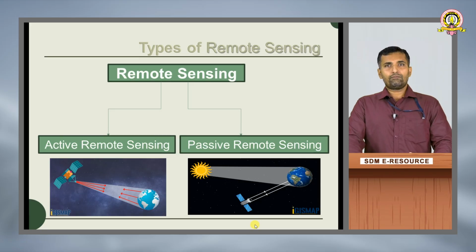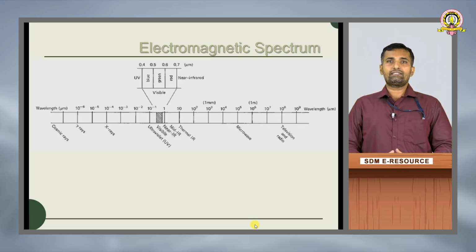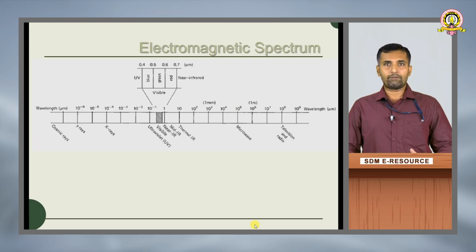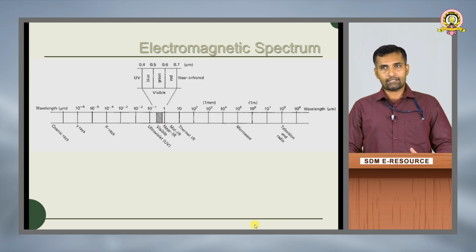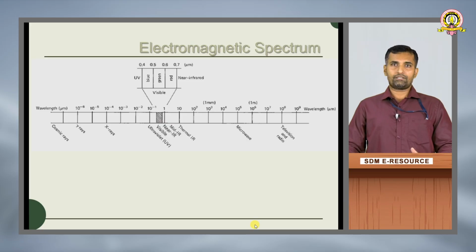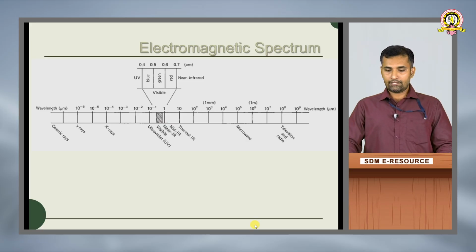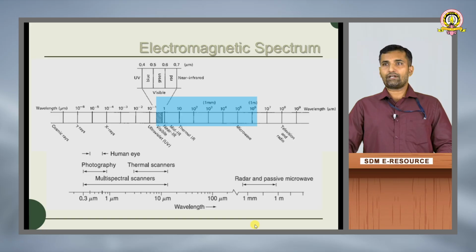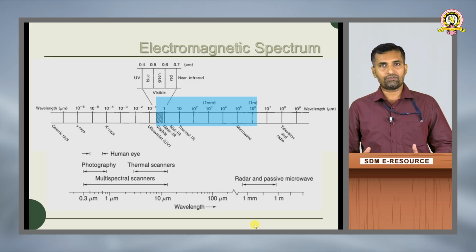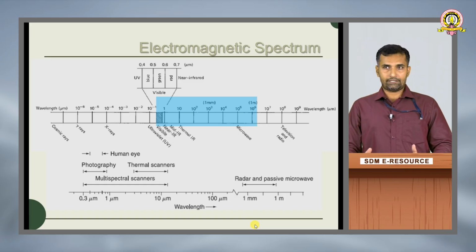And once you understand that most sensors use the naturally available electromagnetic spectrum, then we must understand something about the electromagnetic spectrum. This is the picture of the electromagnetic spectrum. We can see that the shaded region is very useful in a remote sensing system, right from the visible region of the electromagnetic spectrum to the microwave. This region of the electromagnetic spectrum is useful in remote sensing.